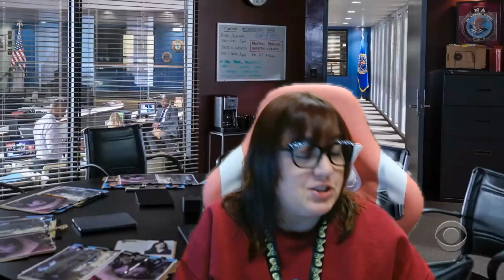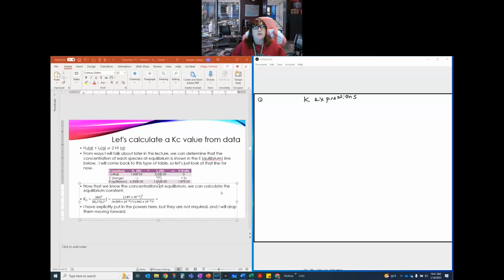Let's continue our discussion with chemical equilibrium and K. We're going to be looking at K expressions again. This is just making sure that it's in a slightly different format than what we've talked about before. So I'm going to go ahead and share my screen. That way you can see what I'm talking about.